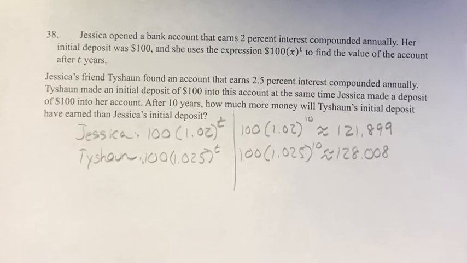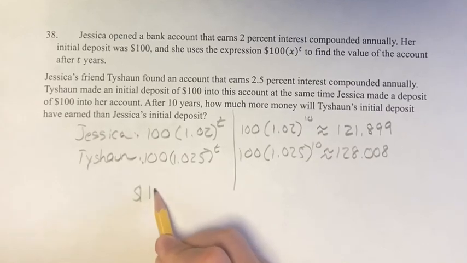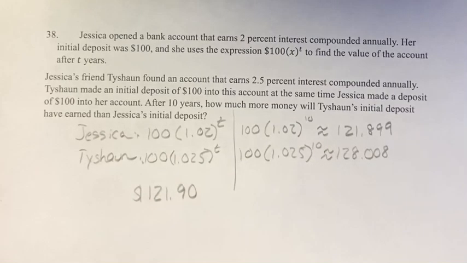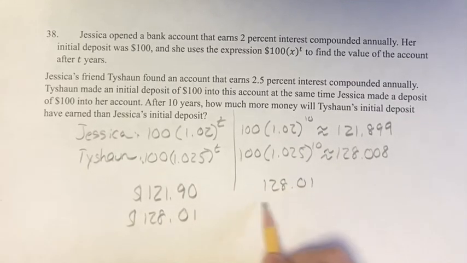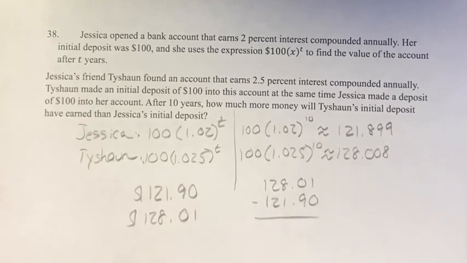So, for rounding's sake, we're rounding to the nearest cent, since that's how money works. So for Jessica, that's going to be 121.90, and for Tyshaun, that's going to be 128.01. How much more money did his deposit earn than hers? We'll find the difference between them. 128.01 minus 121.90, and when you do the subtraction, you get 6.11, which is going to be the difference between their accounts, and that is your final answer.